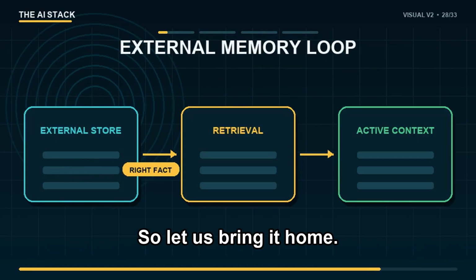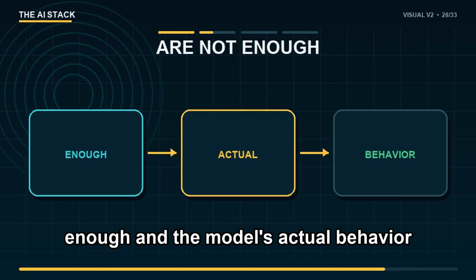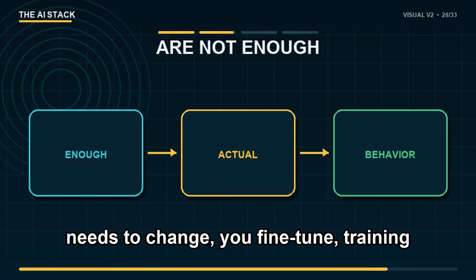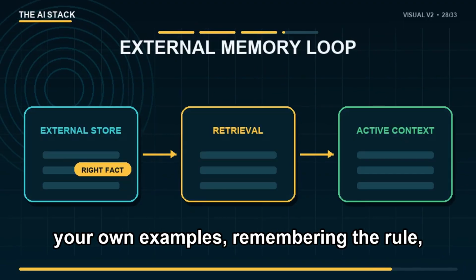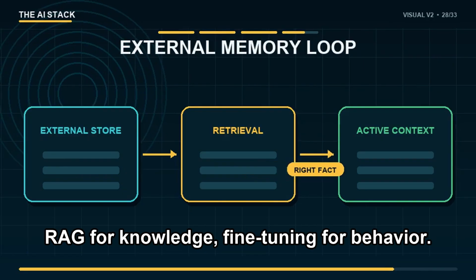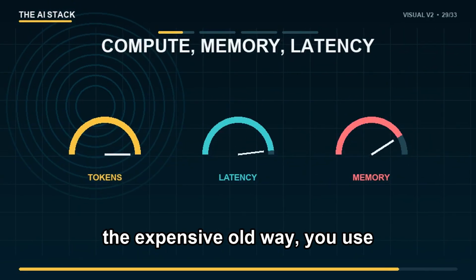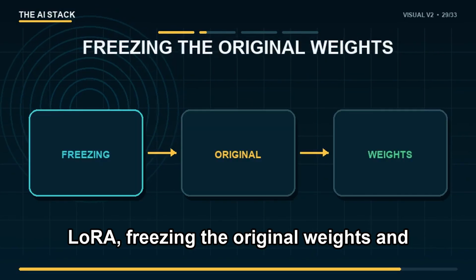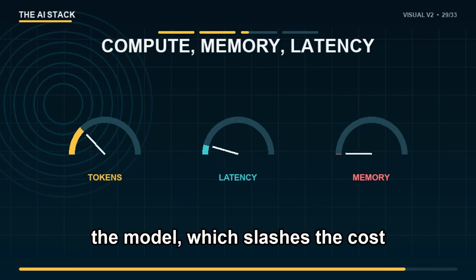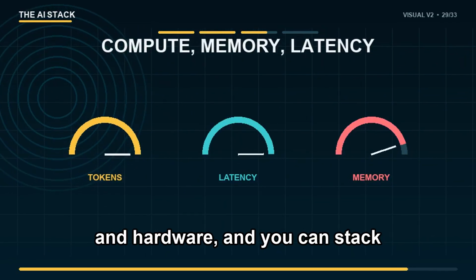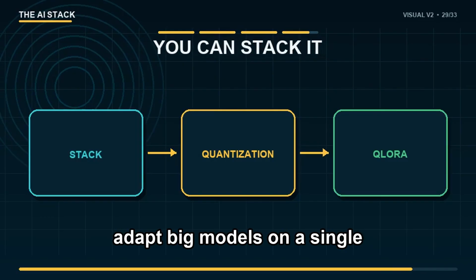So let us bring it home. When prompting and retrieval are not enough, and the model's actual behavior needs to change, you fine-tune, training an existing base model further on your own examples, remembering the rule: RAG for knowledge, fine-tuning for behavior. And you almost never do it the expensive old way. You use LoRA, freezing the original weights and training a tiny set of new ones, often under 1% of the model, which slashes the cost and hardware. And you can stack it with quantization as QLoRA to adapt big models on a single GPU.